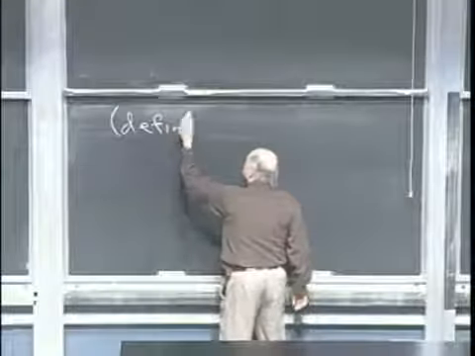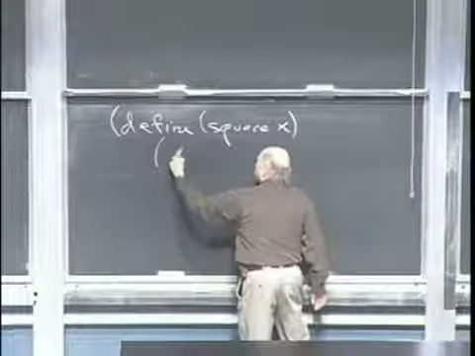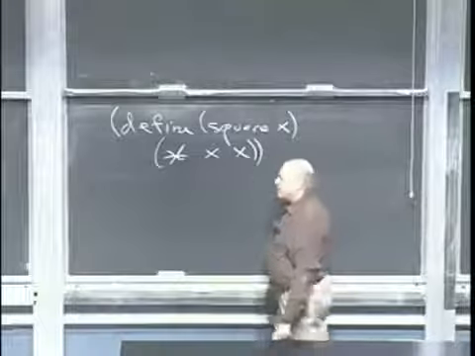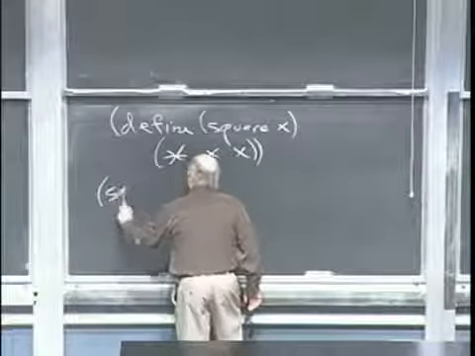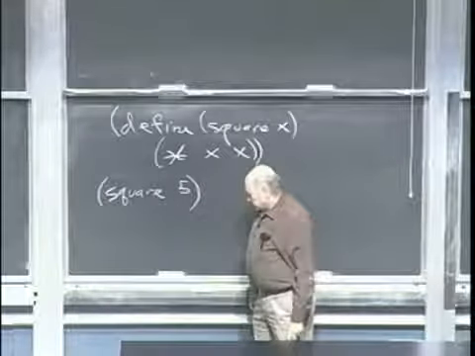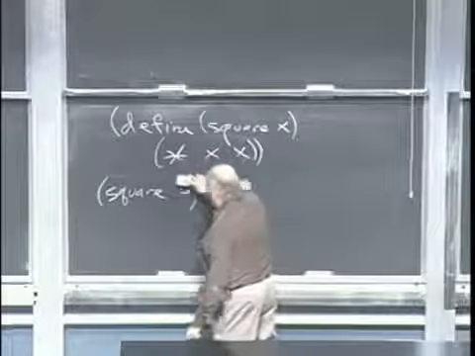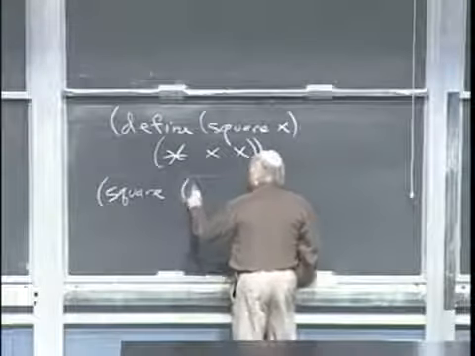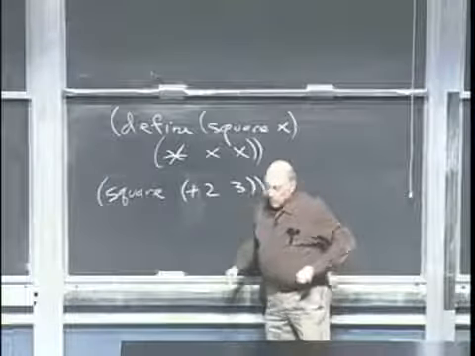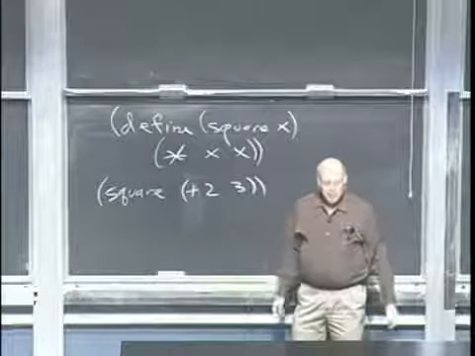So if we say define square of x to be times x x, okay? And now I say square of 5, or let's actually not say square of 5. Let's say, just to make it totally clear, square of plus 2, 3. Back in eval, this plus 2, 3 got evaluated. The value of it is 5.